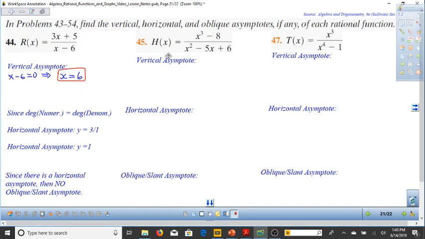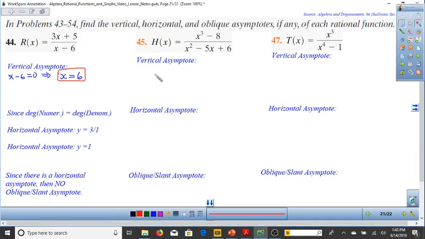To find the asymptotes for this example, what we're going to do is factor the numerator and denominator. So we have h of x equal to x minus 2 times, that's a difference of cubes, so it's x squared plus 2x plus 4. And then the denominator, it's a simple quadratic, x minus 2 times x minus 3.